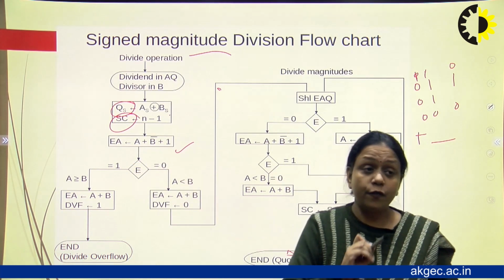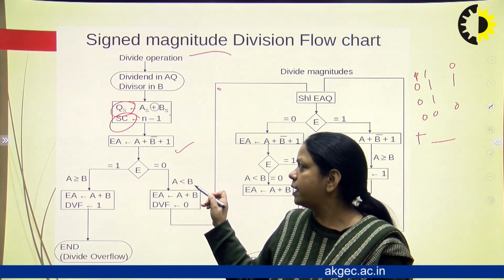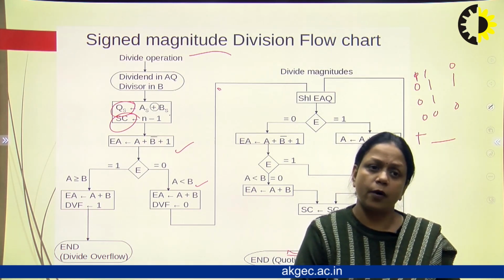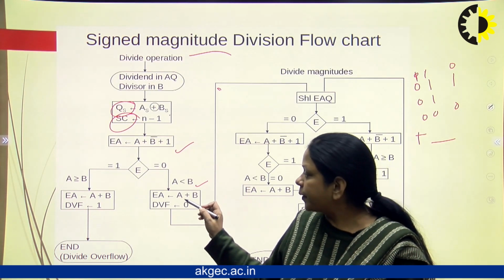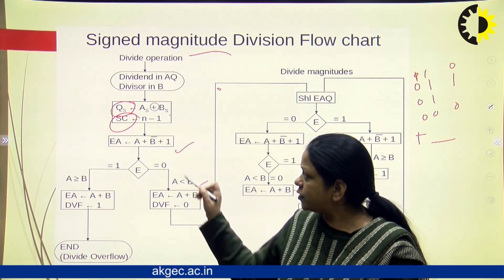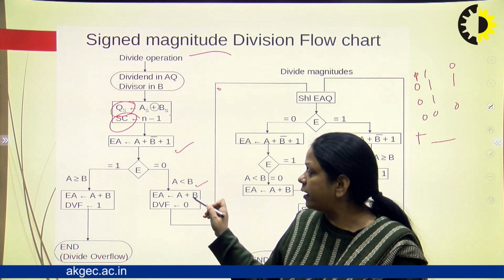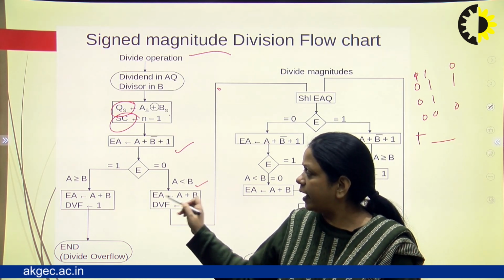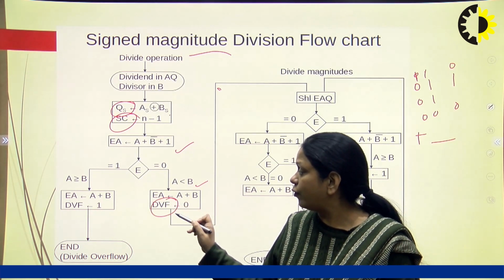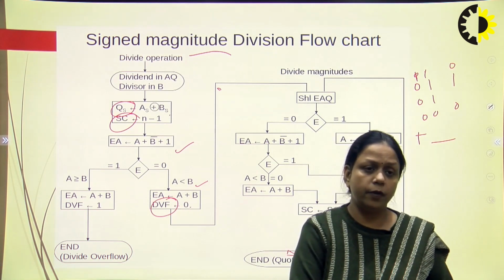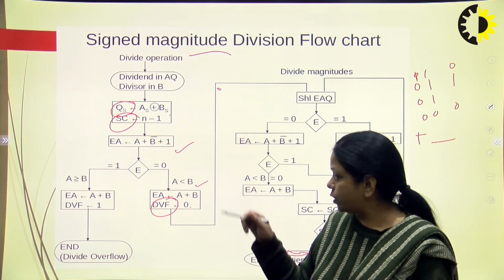If the value of E is equal to 0, what does it mean? A is less than B. So there is no problem. We can proceed for the division in this case. You can see here, again we will add the value of B, which we already deducted from A, back into A and we will get the value of EA. The value of the divide overflow flip-flop will be 0 here, because there is no chance of a divide overflow condition. So we can proceed for the division.